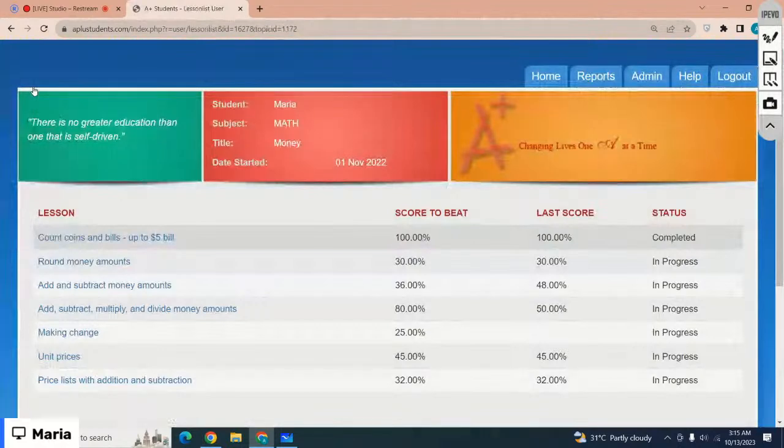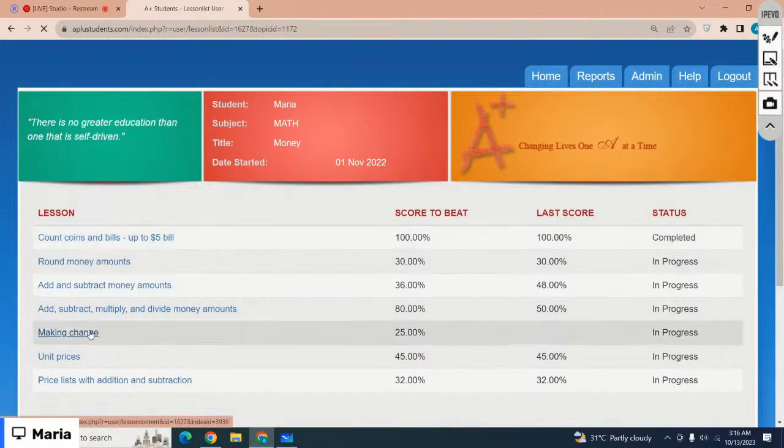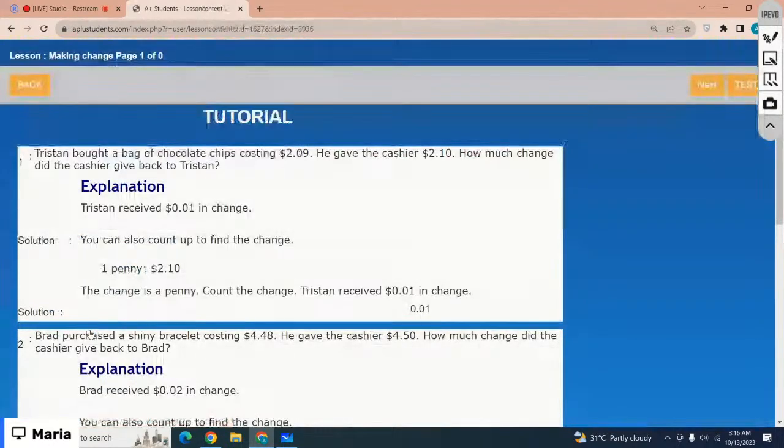Okay, the next one is making change. Let's just start with the next lesson, that is making change, right? Let's just start with the examples. Tristan bought a bag of chocolate chips costing $2.09. He gave the cashier 2.10. How much change did the cashier give back to Tristan?